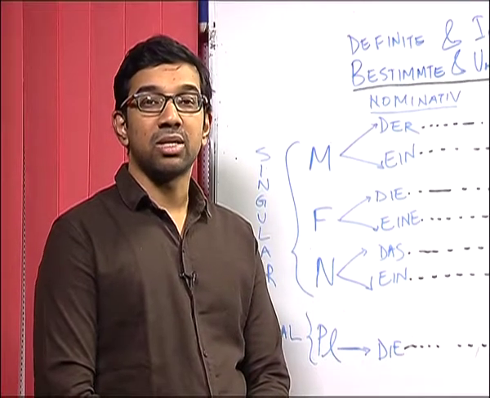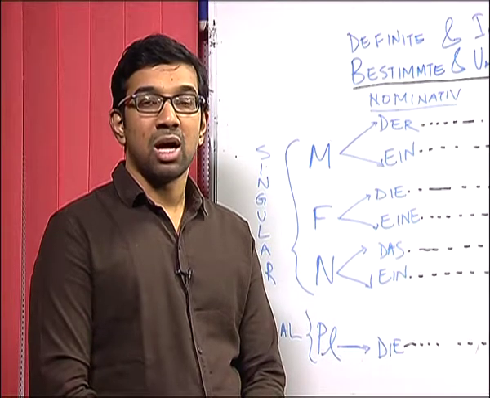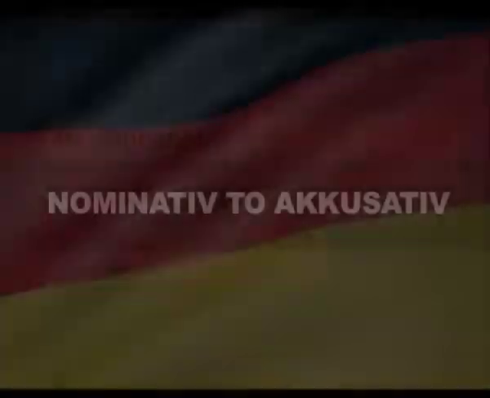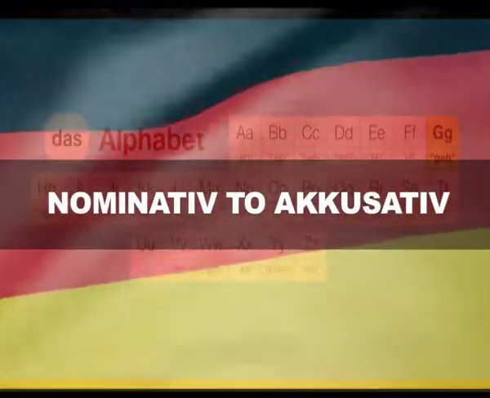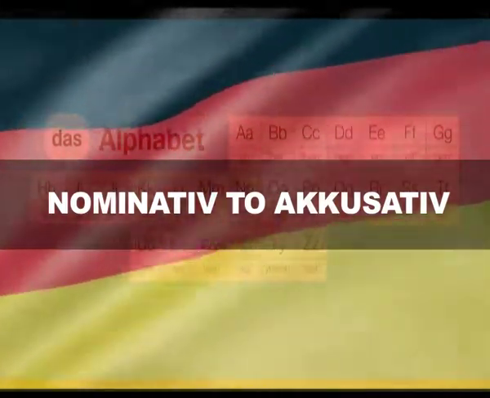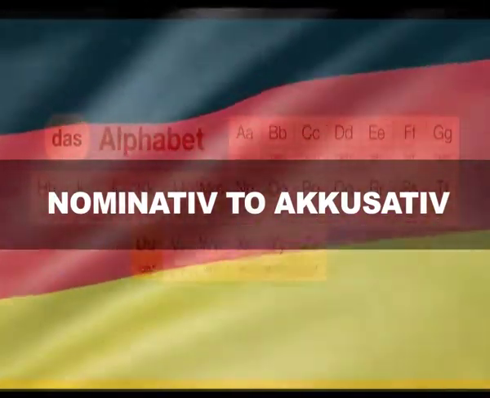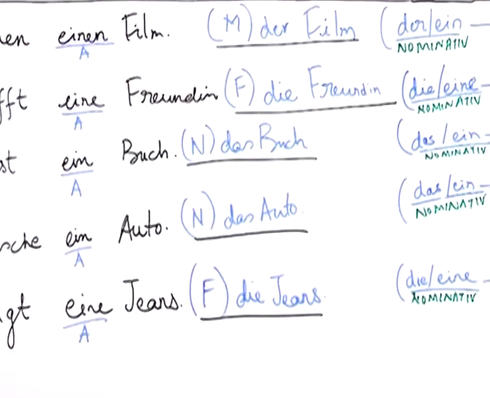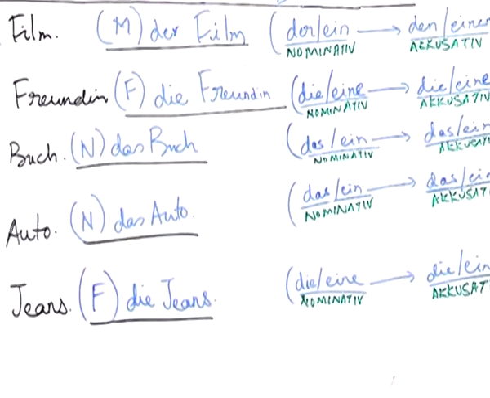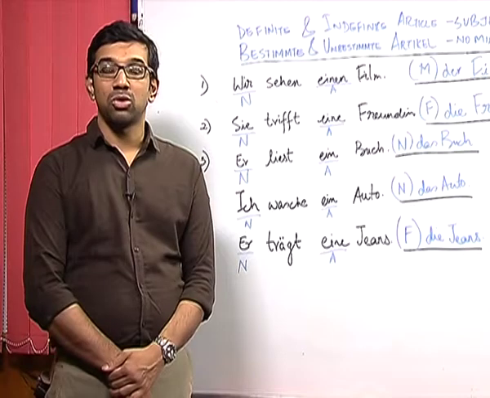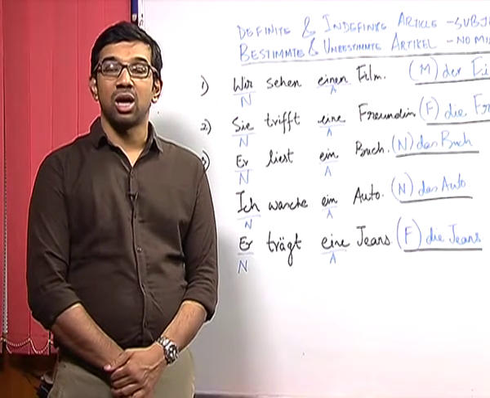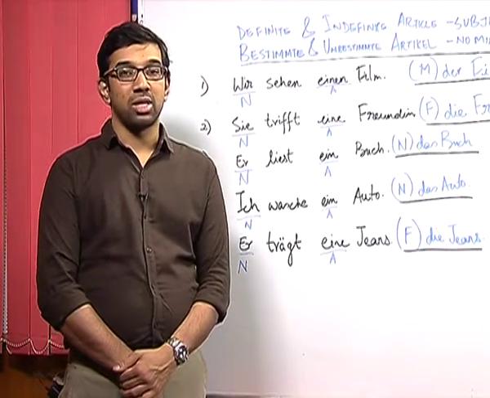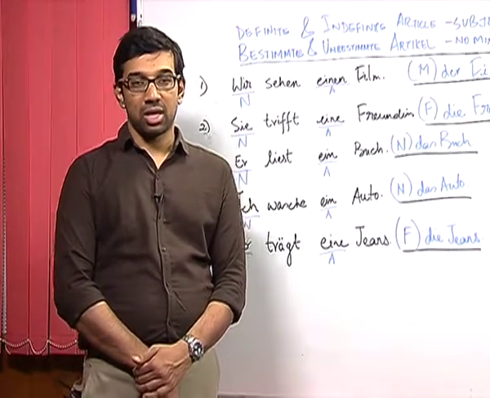Now, in the next part, we would learn through some examples how the transformation of articles takes place from nominative to accusative. Now, through some examples, we would see how indefinite and definite articles change their forms in nominative as well as in accusative.